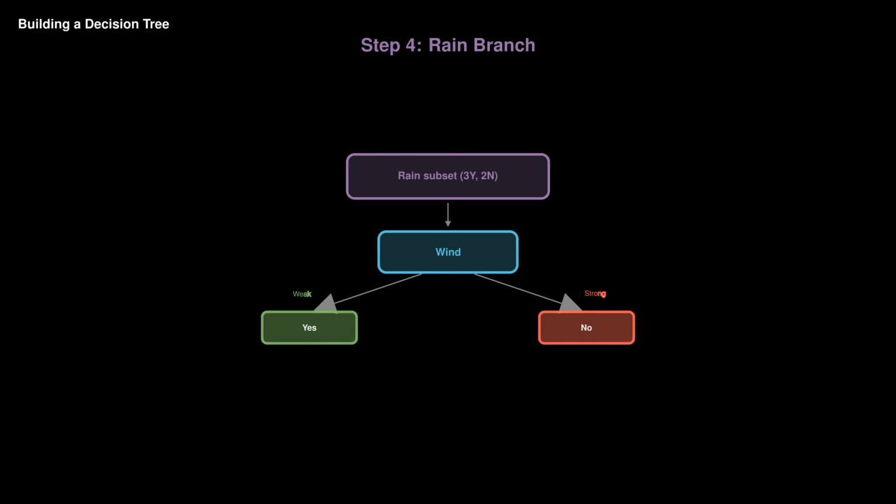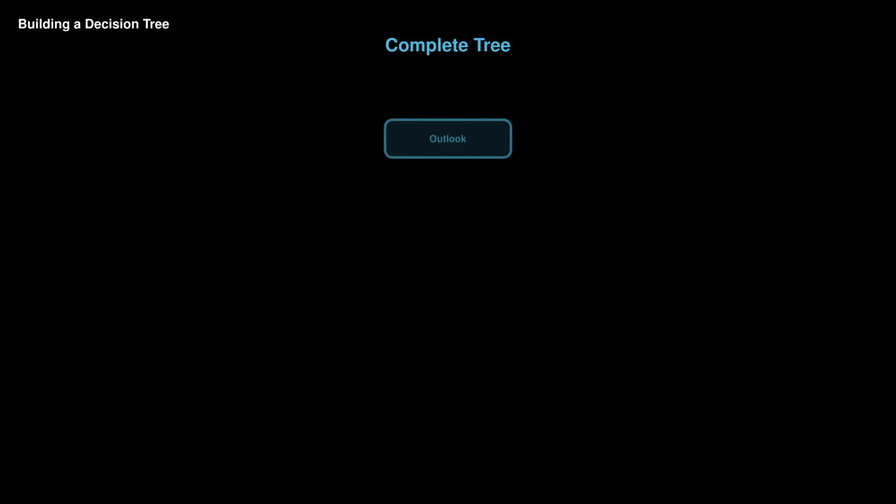The Rain branch has 5 examples, 3 yes and 2 no. Again, we recalculate information gain on this subset. This time, wind wins. When wind is strong, both examples are no. When wind is weak, all 3 are yes. Pure leaves again. The Rain branch is complete, and just like that, we have our full decision tree.